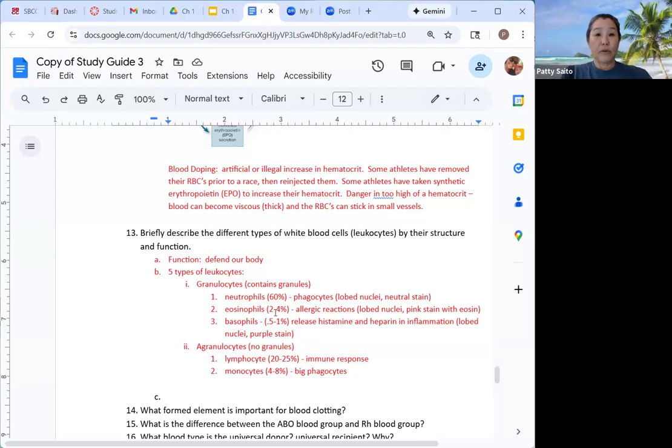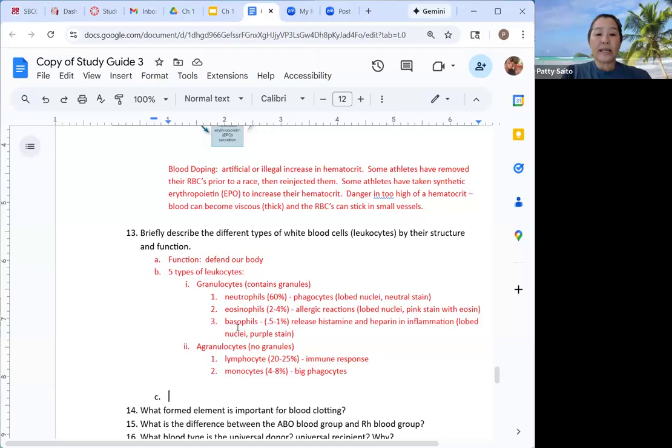Eosinophils, you have about 2 to 4%, so not many. These are important in allergic reactions. And they have certain characteristics. Neutrophil stains with a neutral stain. Eosinophil stains with a dye called eosin, and it stains red or bright pink.